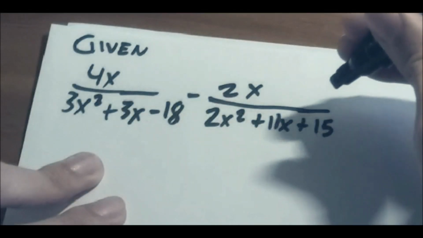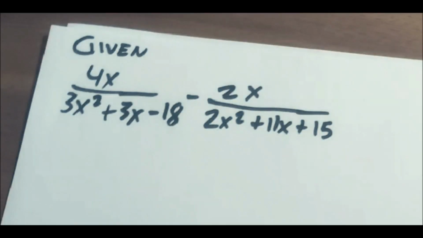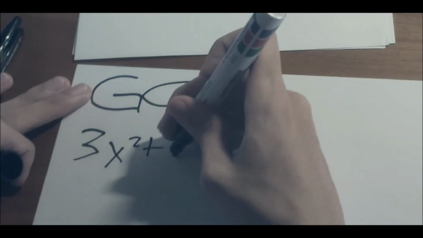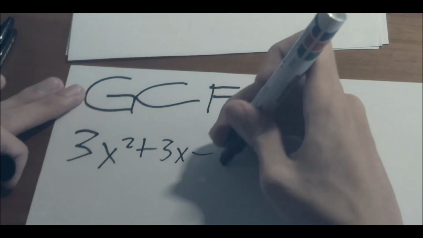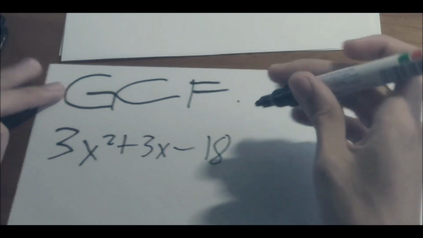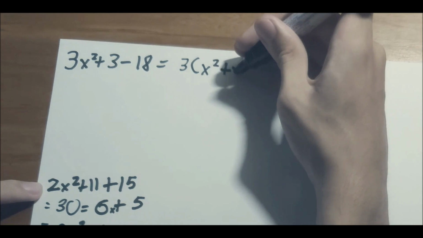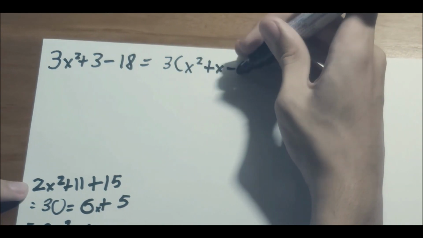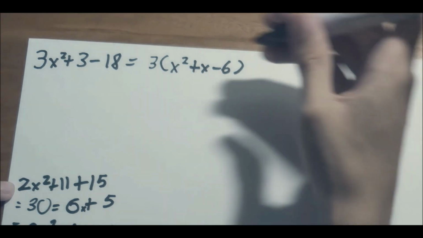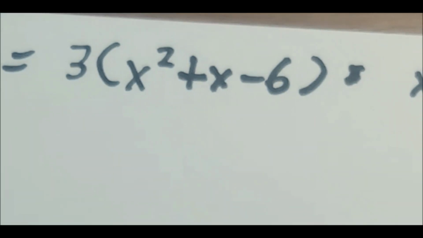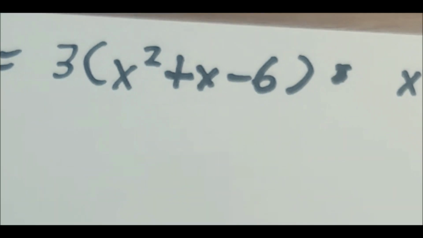This is how to answer a rational expression. We have to first get the GCF of the two denominators. For 3x squared plus 3x minus 18, first factor out their common factor, which is 3, then proceed to factor x squared plus x minus 6.